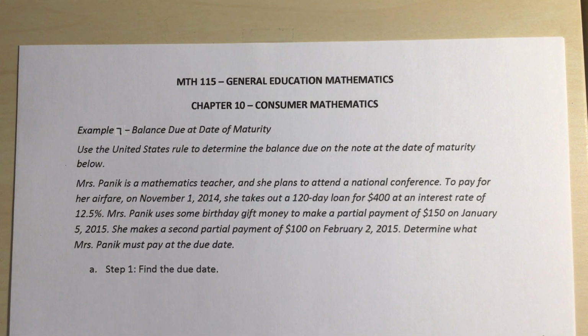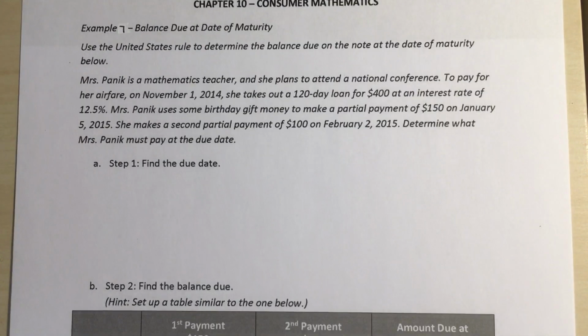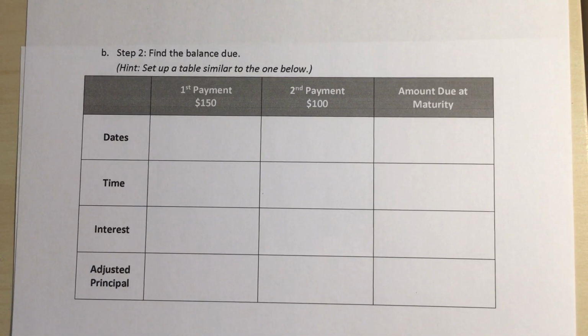So we're going to finish off our last example in section 10.2 where we're going to be looking for our balance due at the date of maturity. Looking at this problem, we have a lot of information, and I have this broken up into two pieces. Our first step is to find our due date, and then our second step is to find the balance due, and we're going to use that table at the bottom.